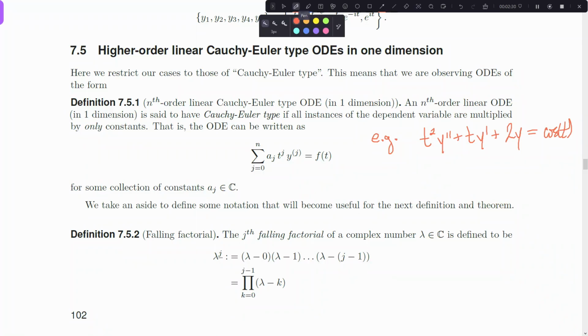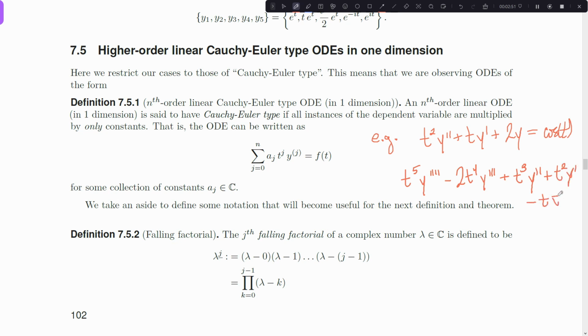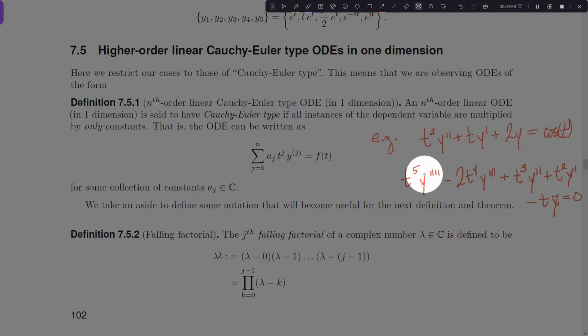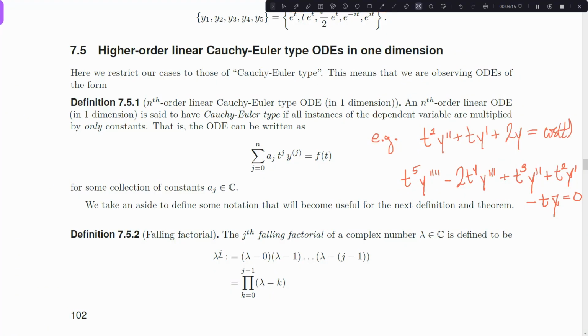Or something like even t to the fifth y fourth derivative minus 2 t to the fourth y third derivative plus t cubed y second derivative plus 12 t squared y prime minus t y equals 0. This doesn't exactly look like it's Cauchy Euler type because I have 4 derivatives and then a 5 on t, 3 derivatives, 4 on t, and so on. But you'll notice that if I divided everything by t, then I would get that property. And so really, I guess this needs to be satisfied up to manipulations of the entire ODE. We can always try to simplify things before we try to solve them.